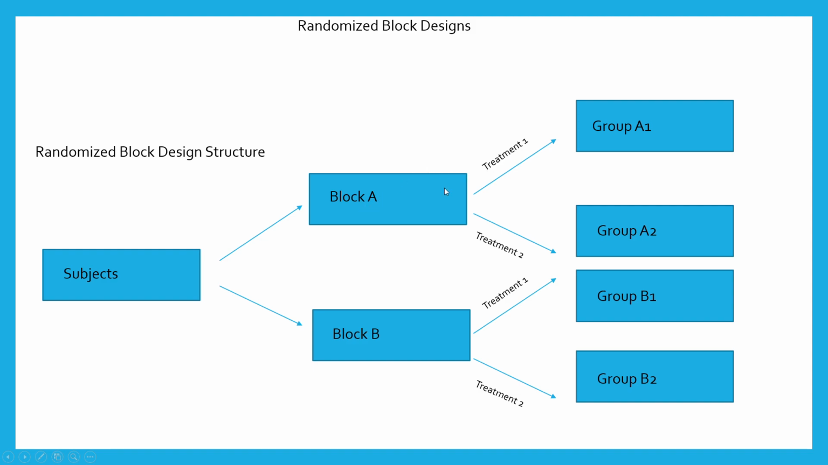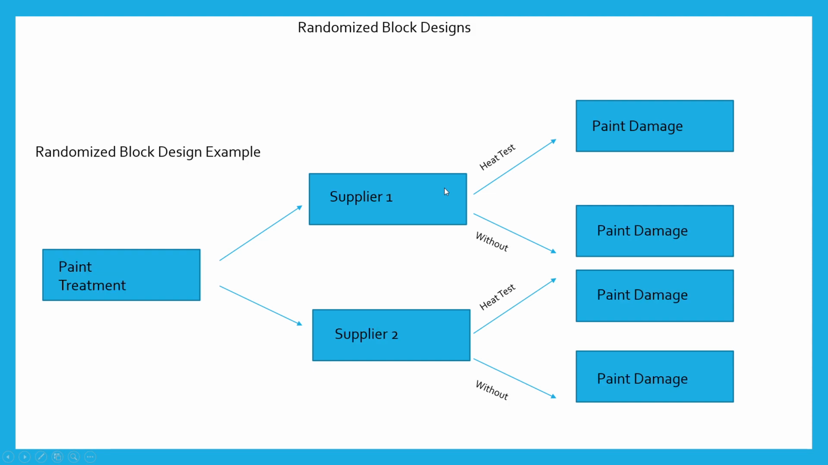To put this in more of an engineering perspective, we're going to look at a paint treatment that is starting to bubble on our production line once it reaches a certain heat. But first we need to determine what sort of variable may affect this. We do get our paint from two different suppliers, so we'll separate those suppliers into their own blocks.